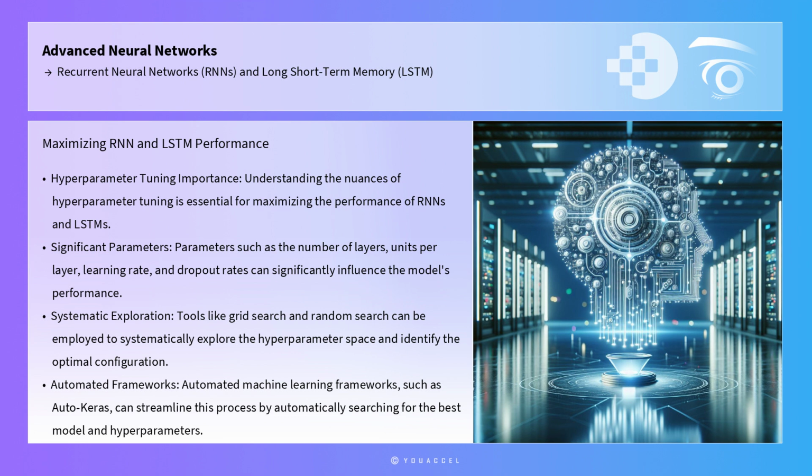In addition to these optimization techniques, understanding the nuances of hyperparameter tuning is essential for maximizing the performance of RNNs and LSTMs. Parameters such as the number of layers, units per layer, learning rate, and dropout rates can significantly influence the model's performance. Tools like grid search and random search can be employed to systematically explore the hyperparameter space and identify the optimal configuration for a given task. Furthermore, automated machine learning frameworks, such as AutoKeras, can streamline this process by automatically searching for the best model and hyperparameters, reducing the time and expertise required for model tuning.